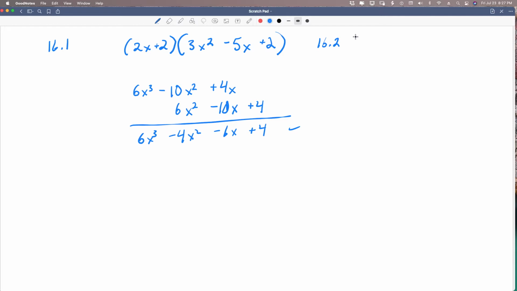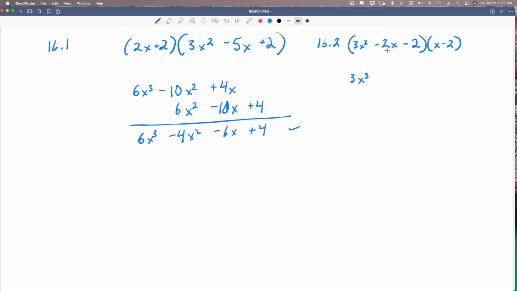We have our trinomial in front this time, and that's okay. We could do it in whatever order. It doesn't matter. We just need to stack like terms on top of each other. That's all we have to remember to do. So now we're going to do 3x squared times x. It's going to give us 3x cubed.